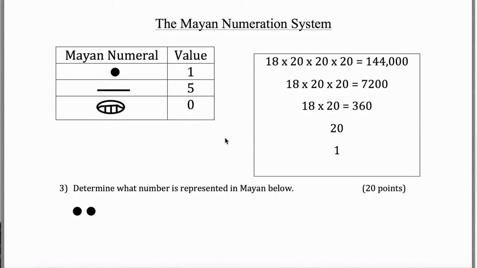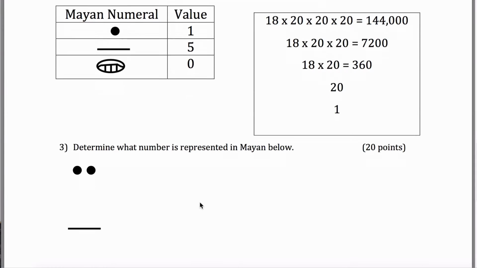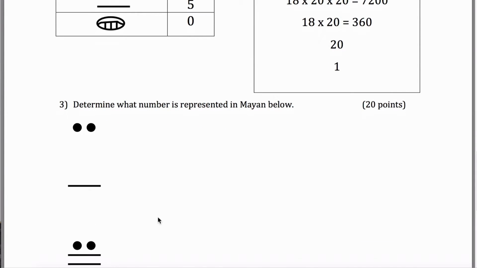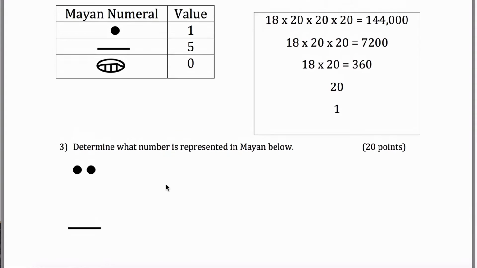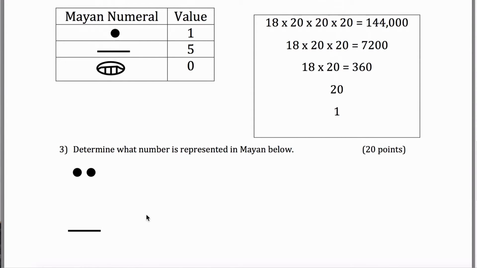Now we're talking about Mayan numbers. So you're given this little key right here, and you're asked to determine what number is represented in Mayan below. So right here. Well, first I want you to recognize you got these 3 bars and the 2 dots. So that's 3 5s and 2 more.